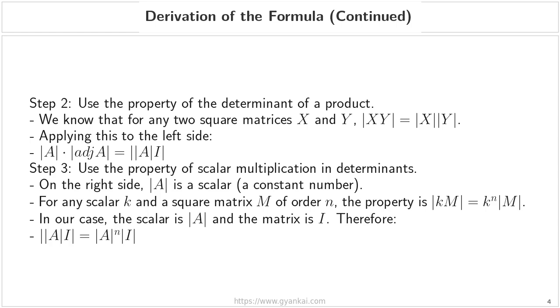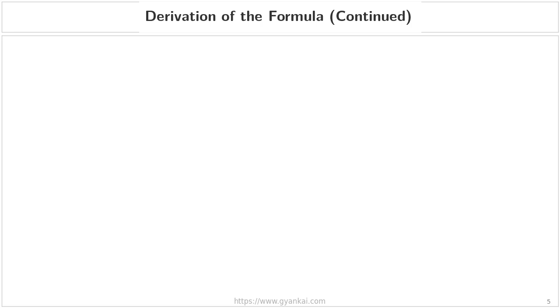We are almost there. In the next slide, we will simplify this further by using the property of the identity matrix to reach our final formula. Derivation of the formula continued.